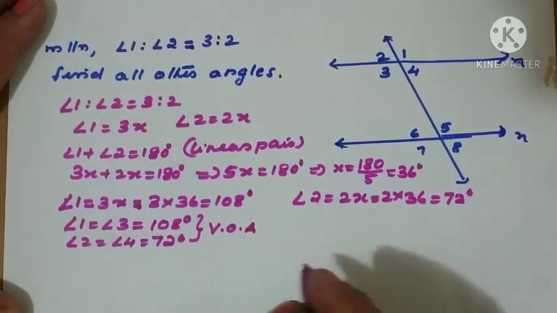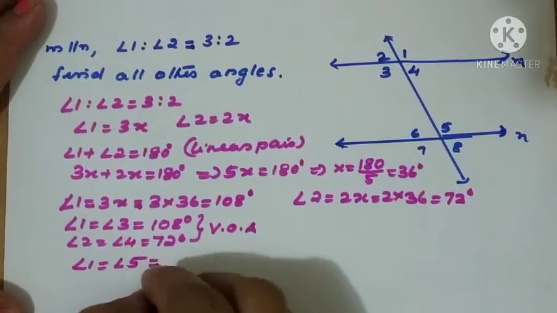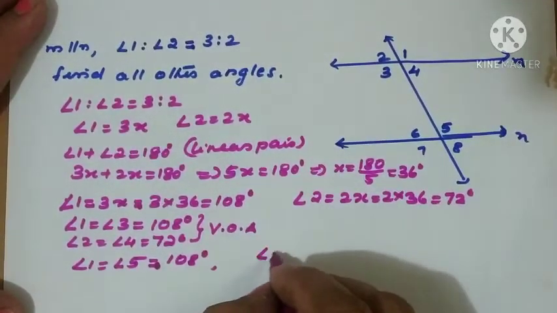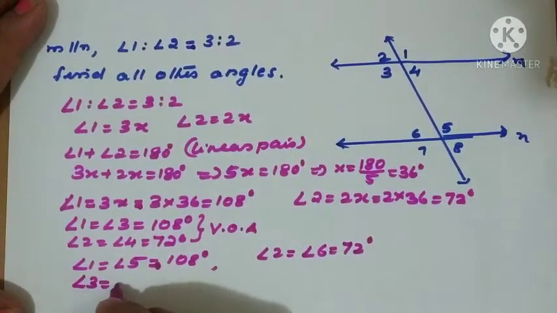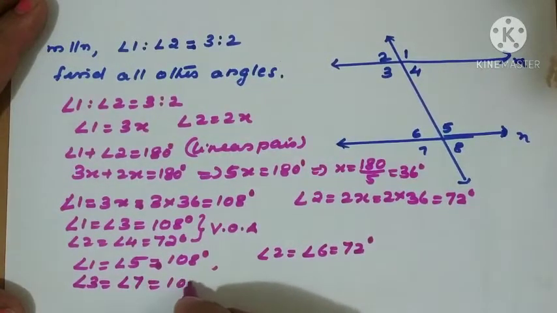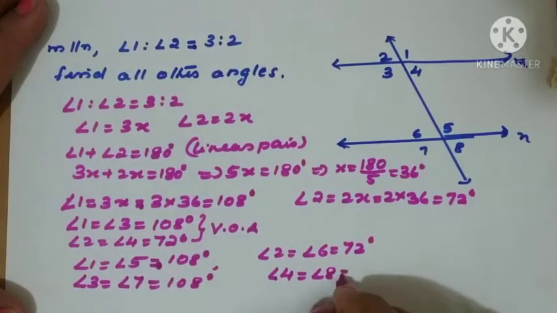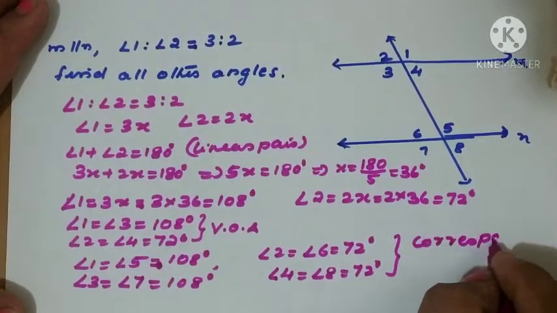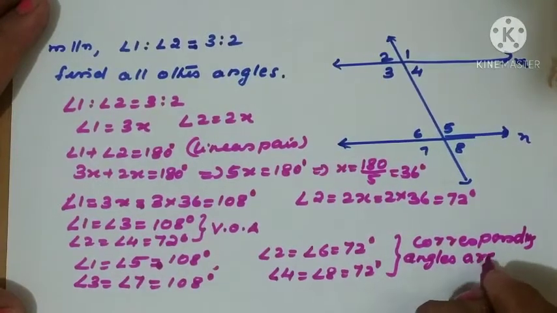How we can write? Angle 1 equal to angle 5 equal to 108. Now what is the next pair? Angle 2 is equal to angle 6 is equal to 72 degree. Angle 3 equal to angle 7 equal to 108 degree. Angle 4 equal to angle 8 equal to 72 degree. All these 4, what is the reason? Corresponding angles are equal.